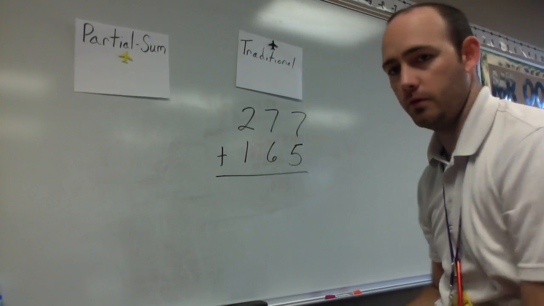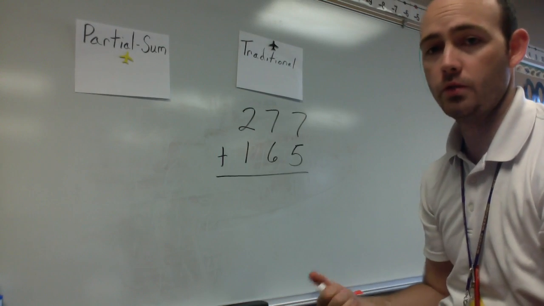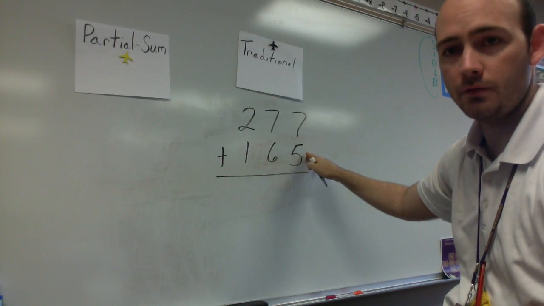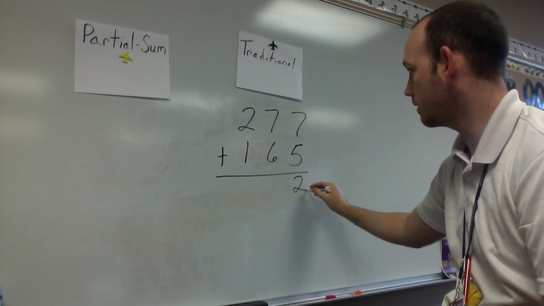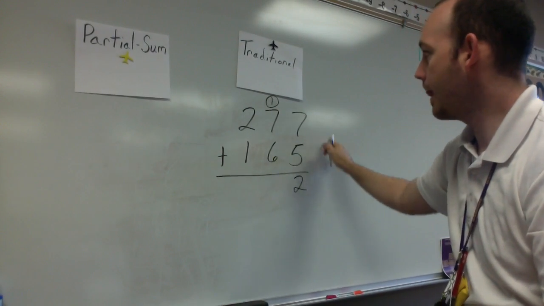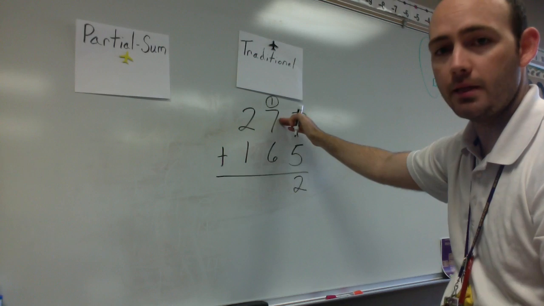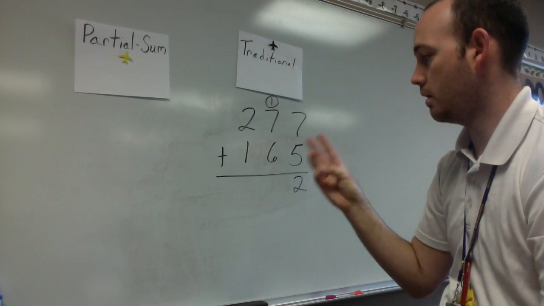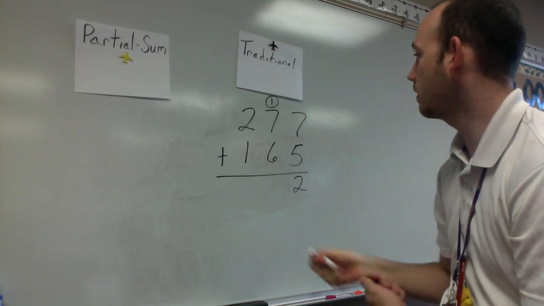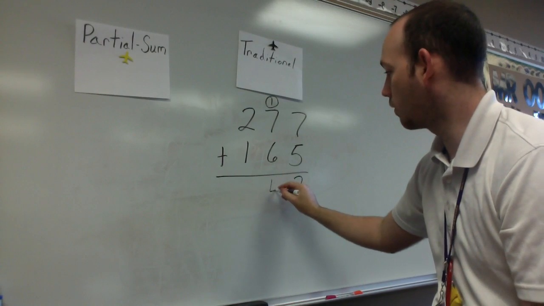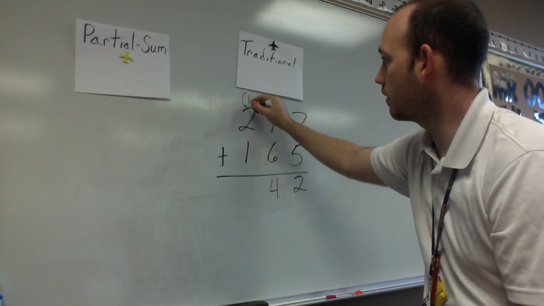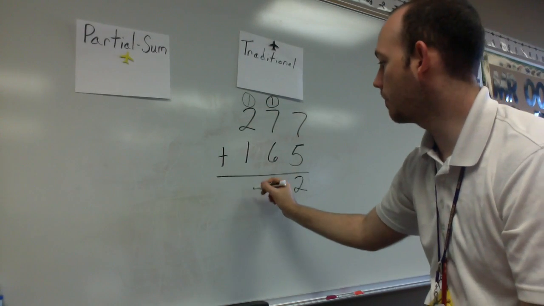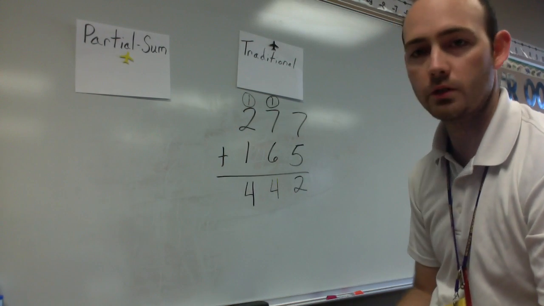Alright, you should have had a moment to figure that out. This is what the traditional strategy would look like. We're going to start over here in the ones place. 7 plus 5 is going to give me 12. When I think about 12, that's a 2 in the ones place and a 1 in the tens place. Then I can add these. 1 plus 7 is 8. 8 plus 6, I'm going to count on. So you have 8, 9, 10, 11, 12, 13, 14. So that gets me up to 14. 14, the 4 is going to go here. The 1 is going to go here. 1 plus 2 is 3. 3 plus 1 is 4. I end up with 442.